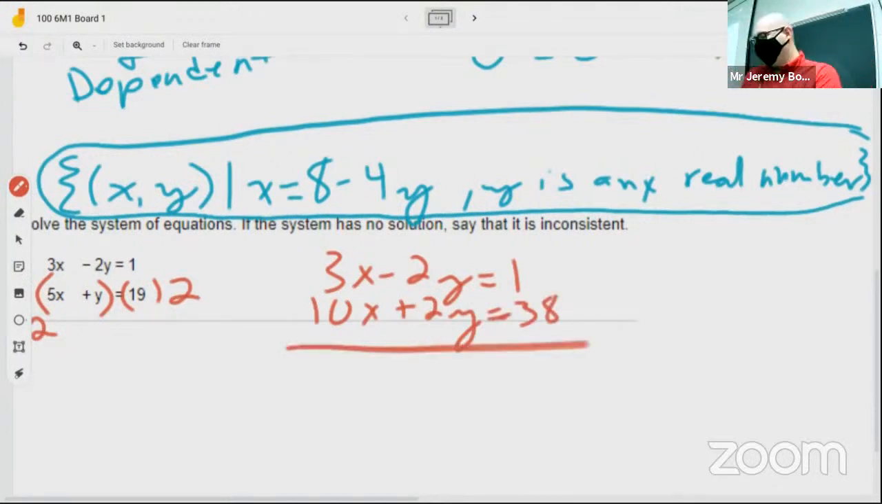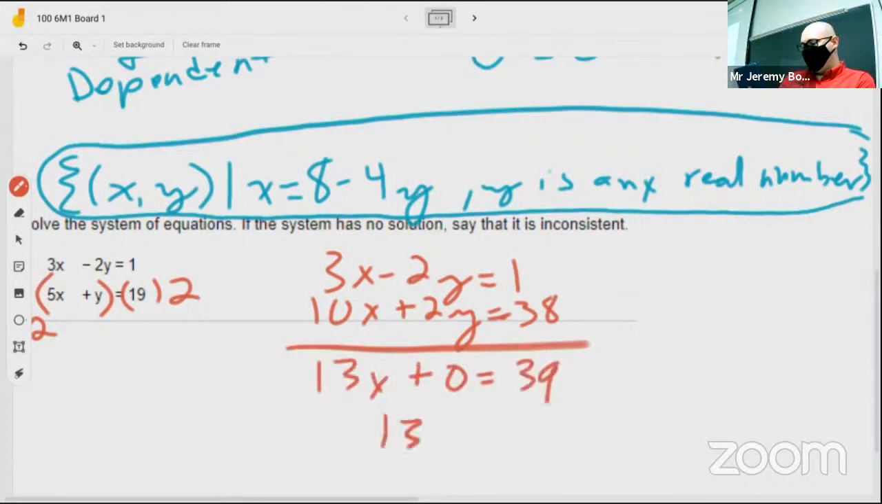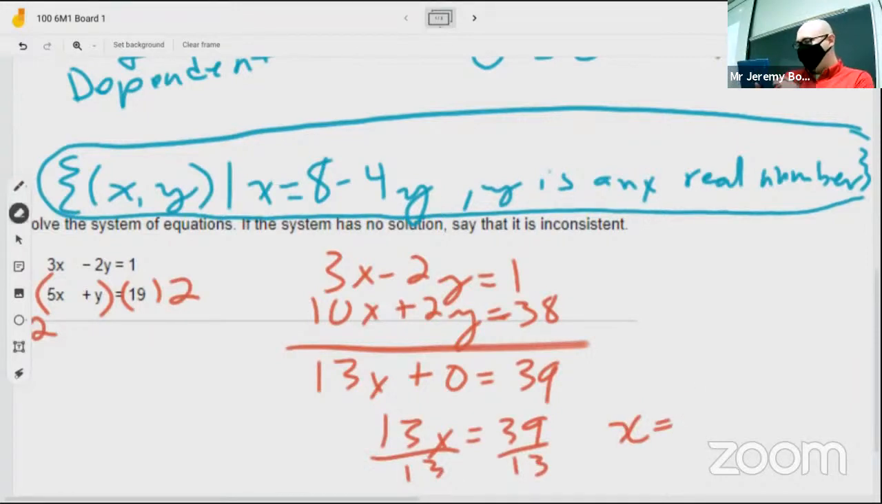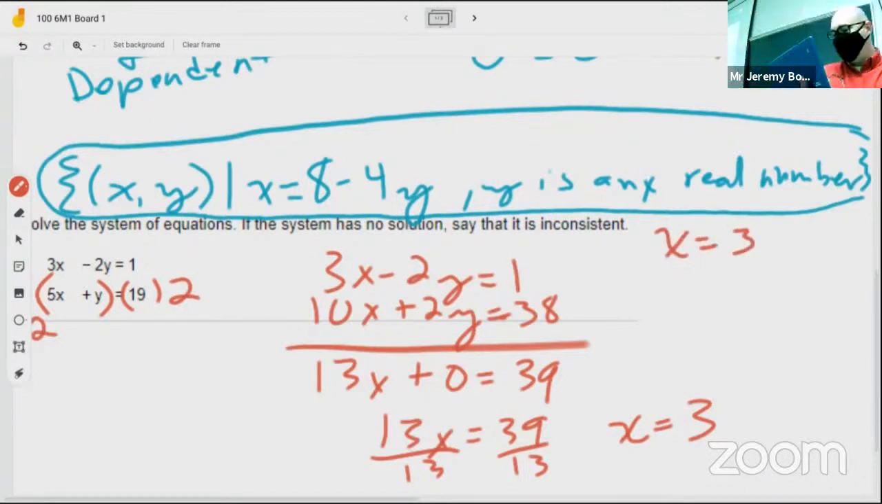And so when we add those up, we'll get 13x plus 0 is equal to 39. So 13x is equal to 39, divided by 13 on both sides. Nope, not that at all. X equals 3. So we got part of our solution. So we know it's consistent and independent. We just got to find the y value that goes along with it.